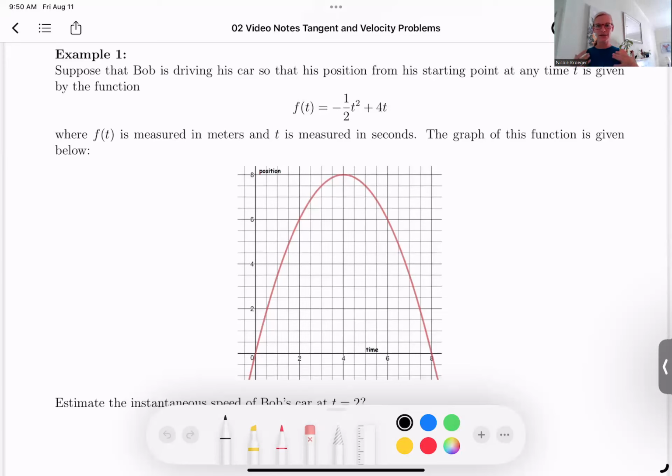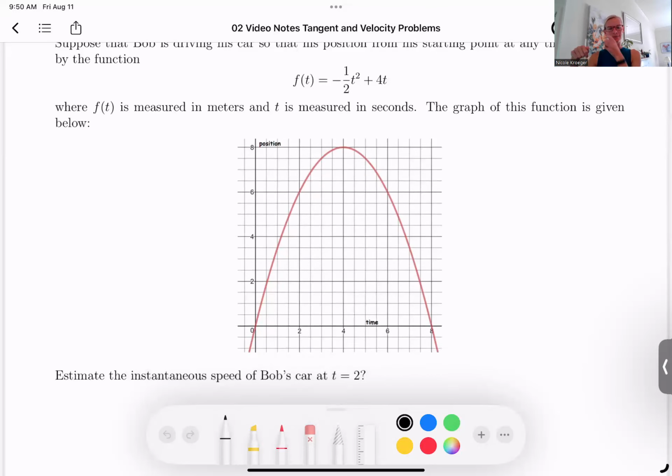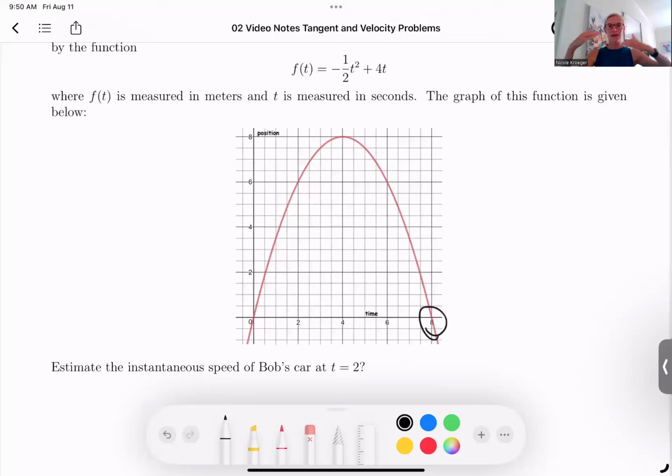So I've got the graph given below, and we notice based on the upside down parabola shape that he's moving away from his starting point, and then he actually comes back to his starting point. So at 8 seconds, he's back where he started because his position is 0. 0 was his starting point. None of that's the calculus part, but it's useful to understand what this graph is telling us.